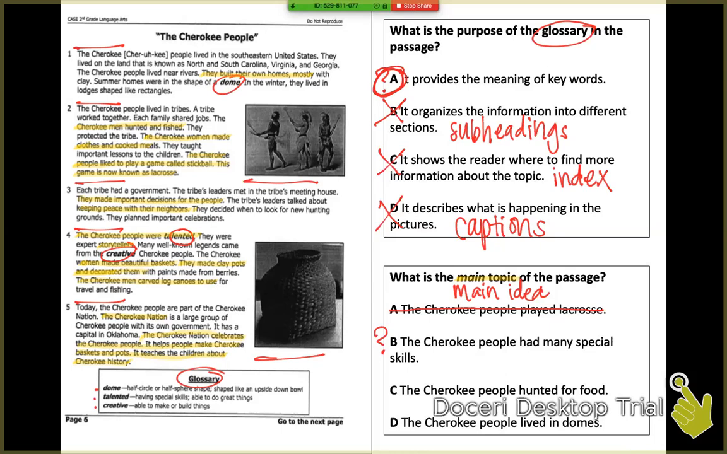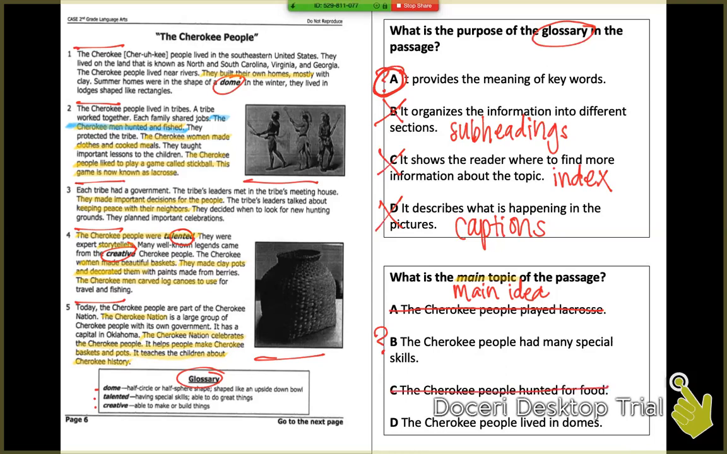Okay, choice C, I'm gonna switch colors real quick, so don't get confused. Choice C says that Cherokee people hunted for food. Well, yeah, I do see that in paragraph 2, that the Cherokee men hunted and fished. Yeah, it's only mentioned in that one paragraph, though. So we can't choose that as our main idea for the whole story if it's only mentioned in one paragraph.